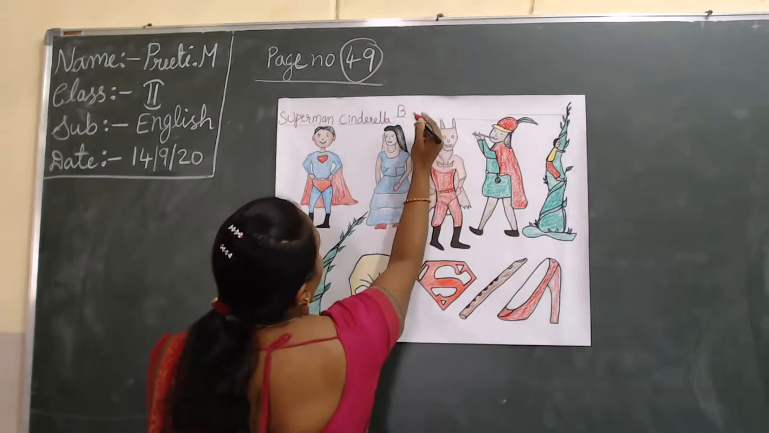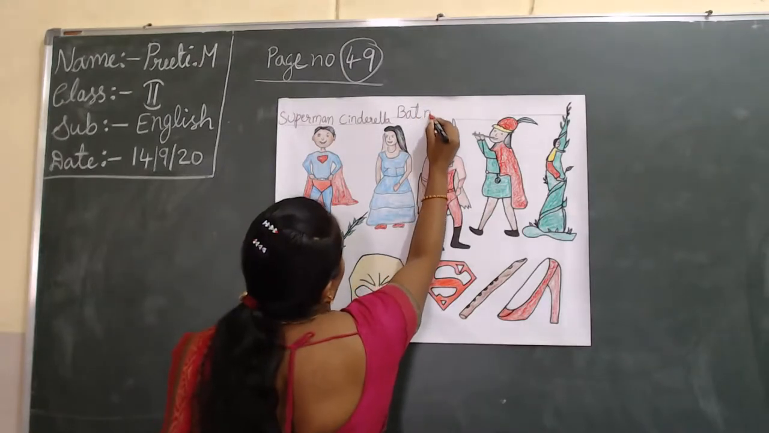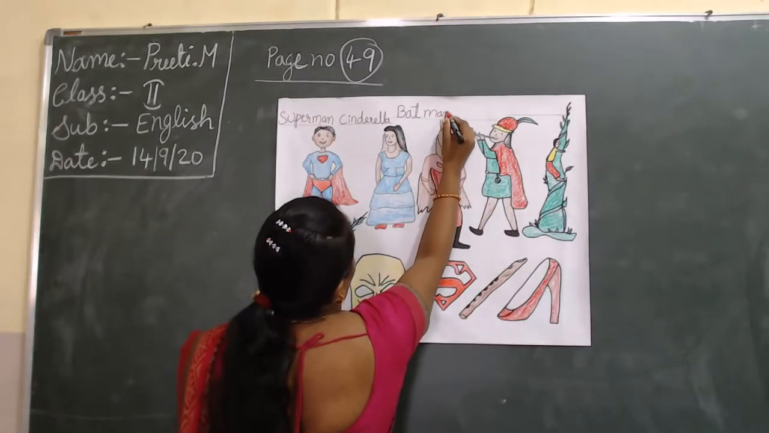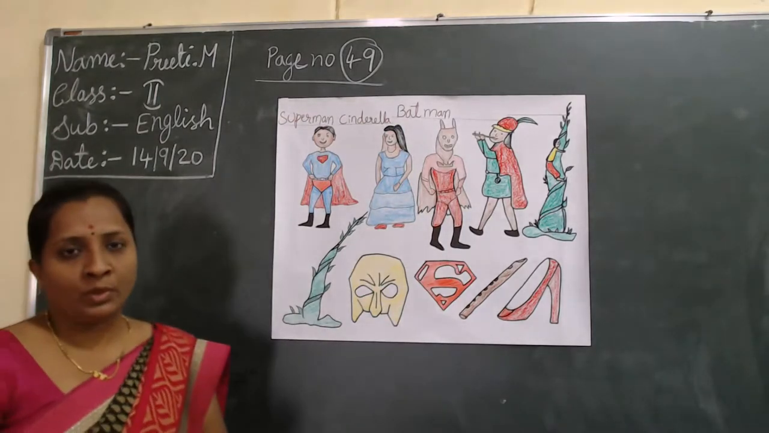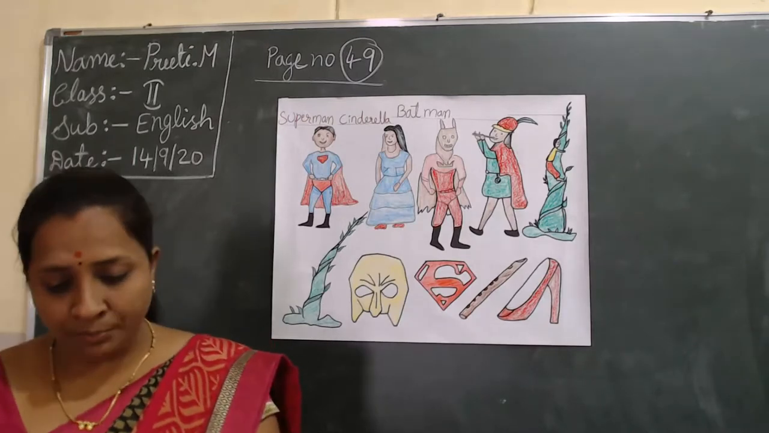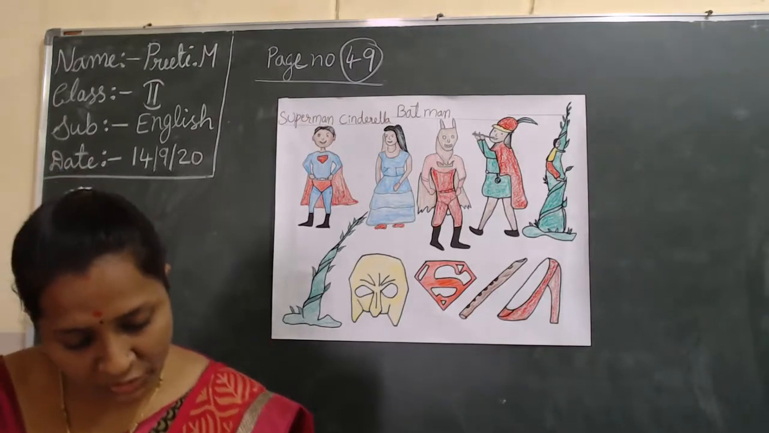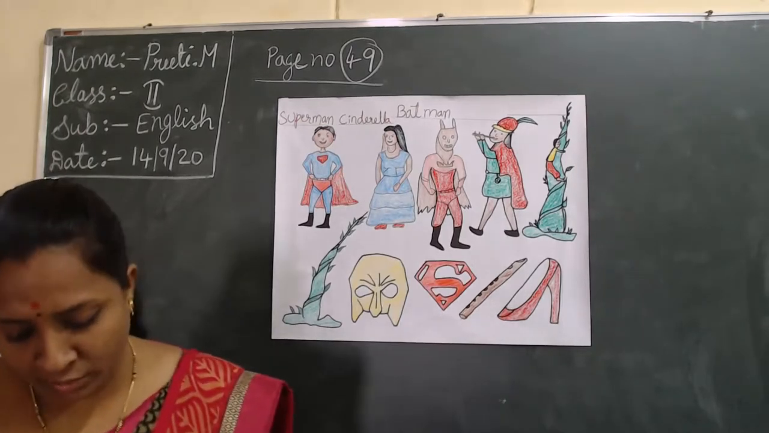The third picture. Who is he? He is Batman. B-A-T, Bat. M-A-N, man. Batman. Okay. Now, next one. Who is he? Fourth picture. Children, fourth picture, can you guess?